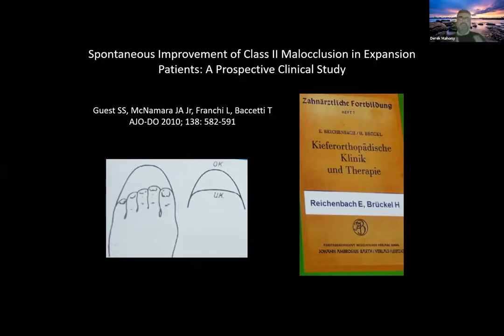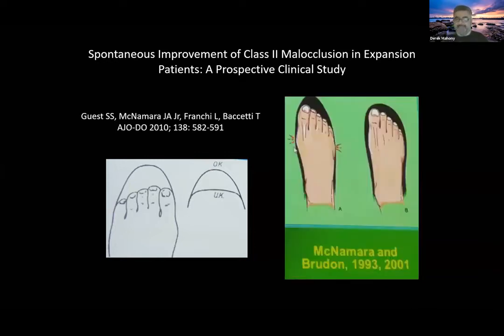They talk about spontaneous improvement of class 2 after expansion of the upper arch, and what McNamara called the shoe and foot theory. He said if your foot is your mandible and you can't get it into your shoe because the shoe's too small, the option may be to enlarge the shoe, and that is your maxilla. In a follow-up paper, and in his textbook, he described this concept again.